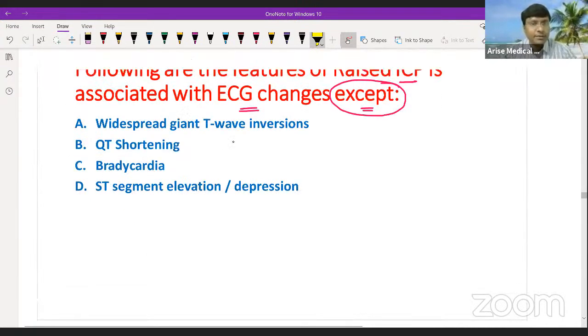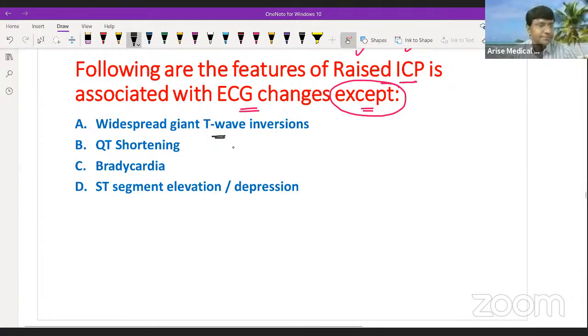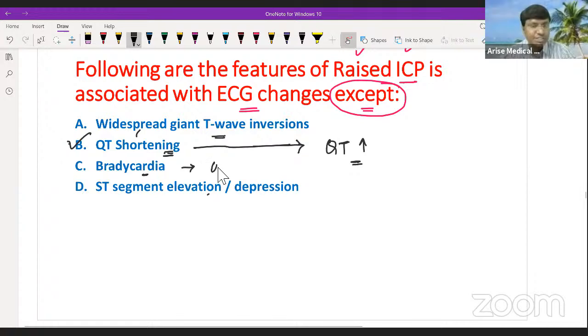There will be giant T wave inversion, widespread in all the leads. QT will not be shortened. There will be QT prolongation. And bradycardia will be there. That is nothing but your Cushing's reflex.